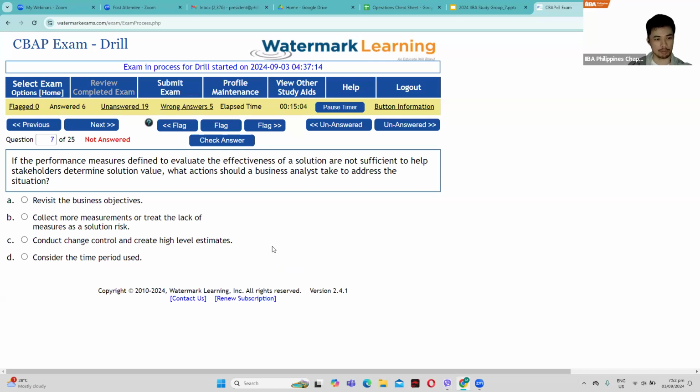If the performance measures defined to evaluate effectiveness of a solution are not sufficient to help stakeholders determine solution value, what actions would a business analyst take to adjust the situation? A, revisit the business objectives. B, collect more measurements or treat the lack of measures as a solution risk. C, conduct change control and create high-level estimates. D, consider the time period used.